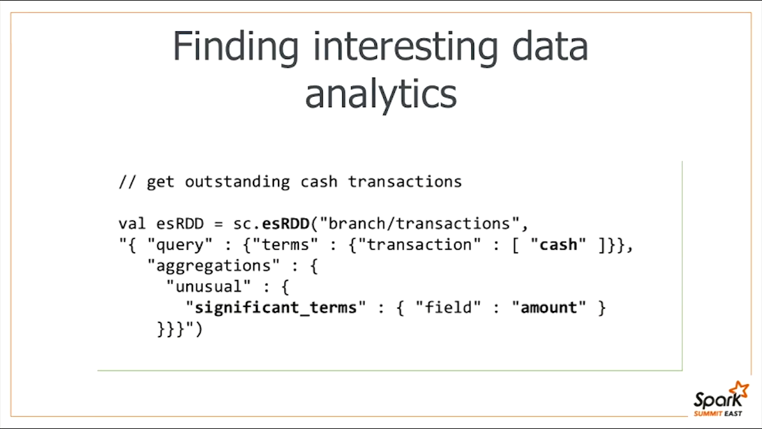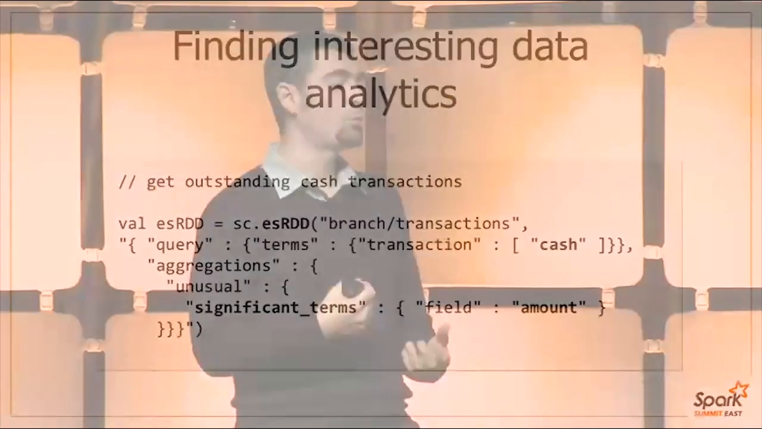You can use the connector. I have the Spark context using the ESRDD, and what you see there is a query DSL. It's basically a query to Elasticsearch where I'm interested in transactions from a bank, in particular the transactions of type cash, and I create an aggregation: as the data comes in, tell me what's significant about the field amount. And again, you can work on this.